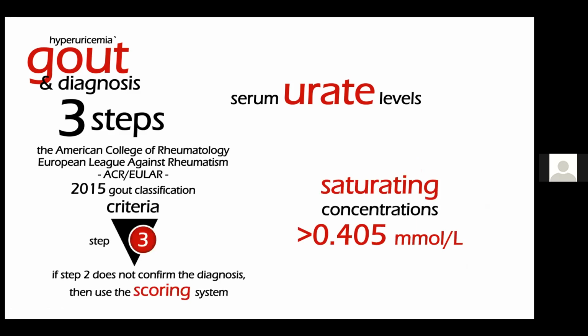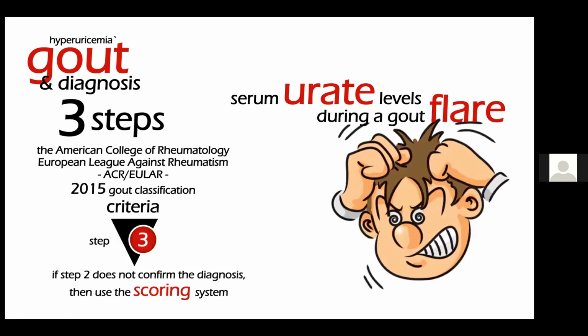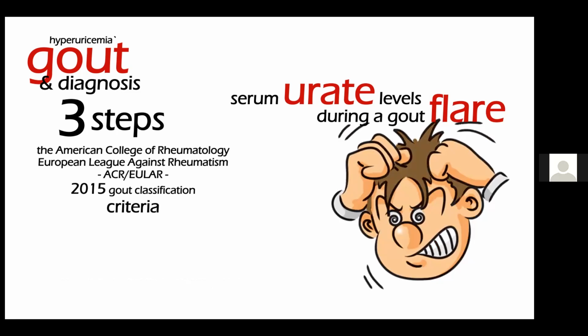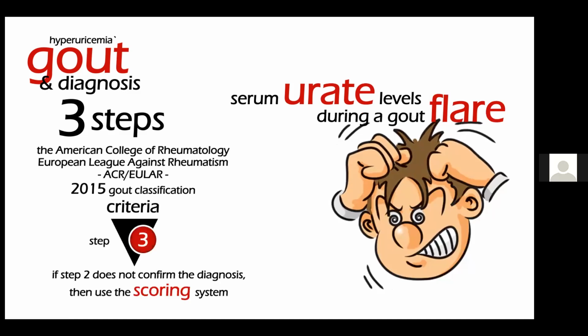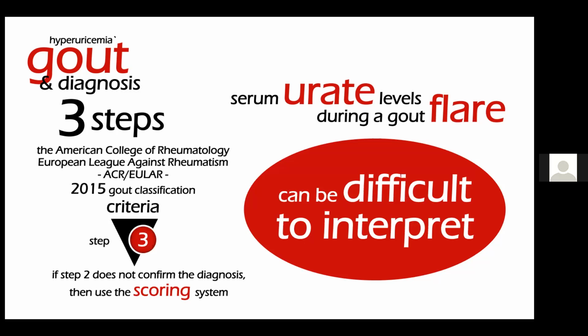So those are the things that we've spoken about. And one of the things that we need also to remember, because now at step 3 you have to review your patient's uric level, is that if blood was taken during a flare, it is not always easy to interpret.